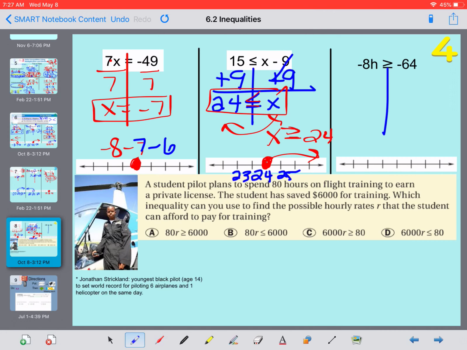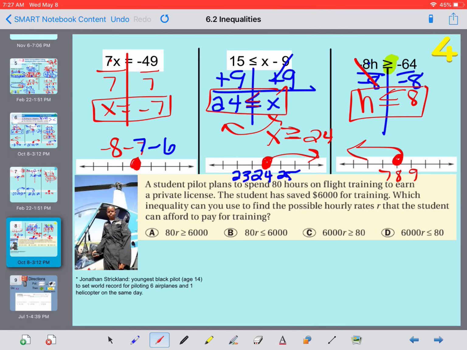Last one here. The opposite of multiplying by negative 8 is dividing by negative 8. You just heard it. Divide by negative 8 flips our symbol. So we have h is less than or equal to 8. Two negatives make a positive. So closed circle at 8, pointing to the left. Less than's to the left.